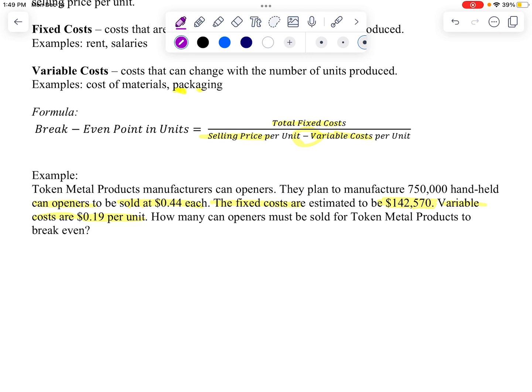So this number here was not used at all. It was really just there to kind of throw you off, see if you could get tricked and end up using it when you didn't need to. So all we're going to do is plug it in the formula.